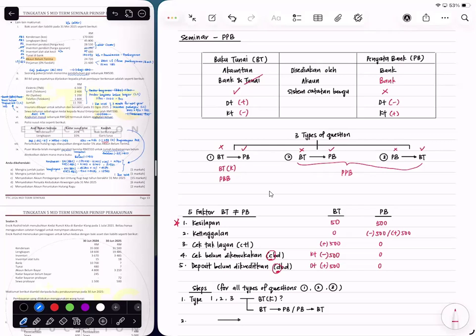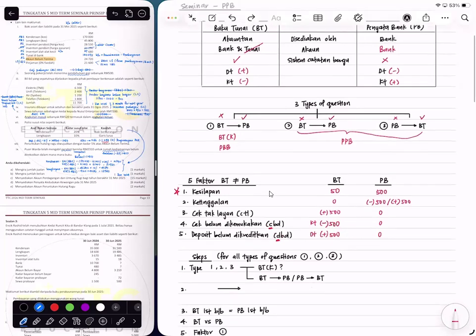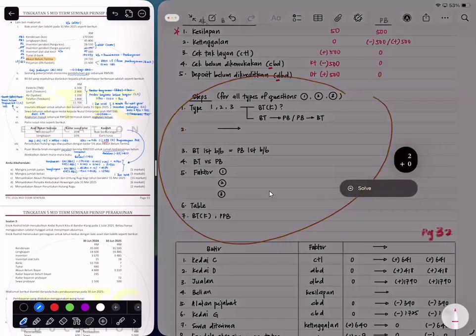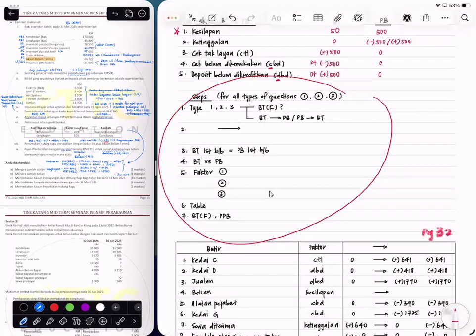Okay, so that's the recap of the theory part of the background for your PBB. Now, let us apply all these steps for all kinds of questions. No matter type 1, type 2, type 3, no matter sentence question or table question, always use the same steps. So let us apply the steps to the question to see how it works.